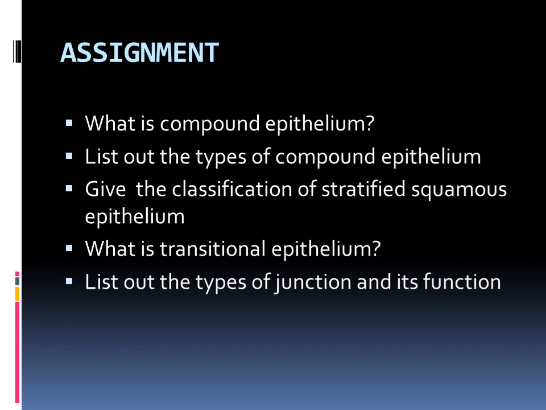Then what is transitional epithelium? This transitional epithelium is elastic in nature. That's why it stretches and gives a protection function. Then list out the types of junction and their functions. The types are tight junction, adhering junction as well as gap junction. Tight junction helps to stop substances from leakage. Adhering junction is cementing adjacent cells, and gap junction is facilitating the transport or communication of substances to the neighboring cells. Understand?